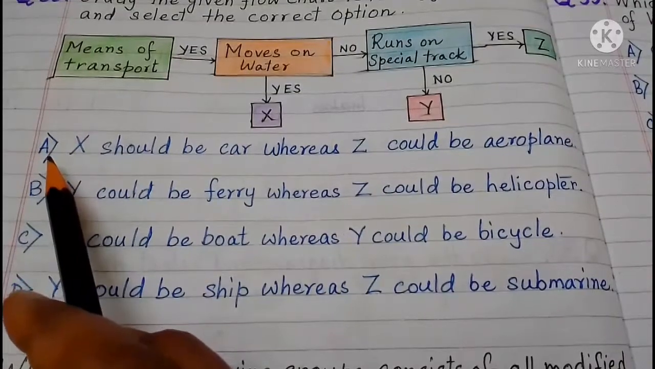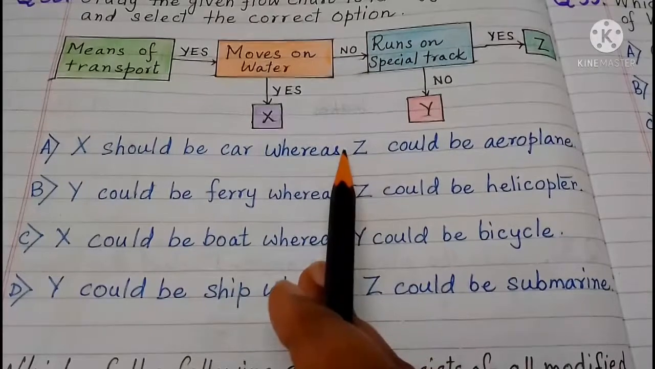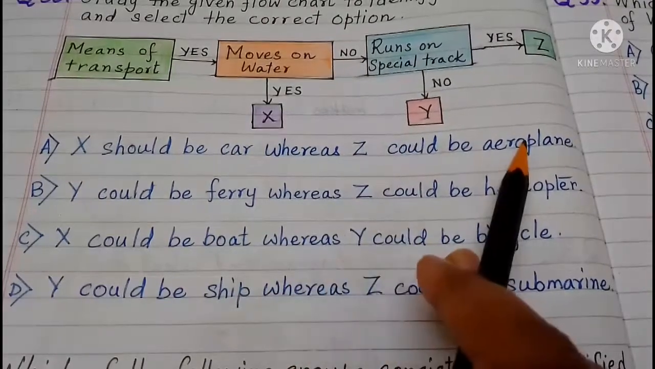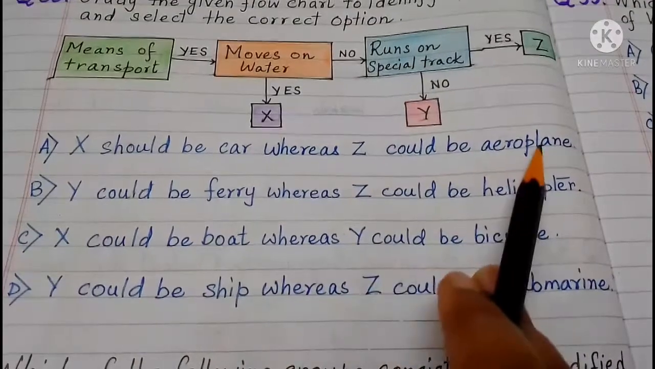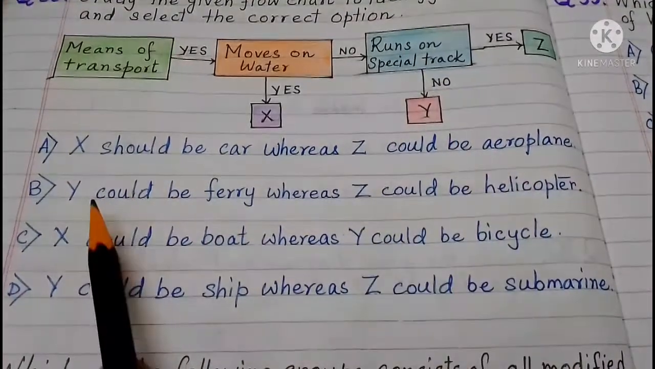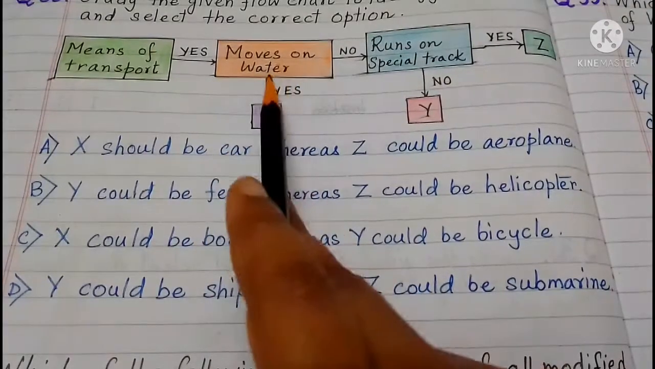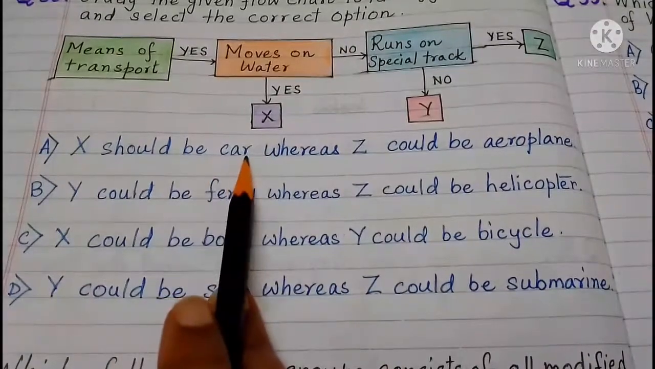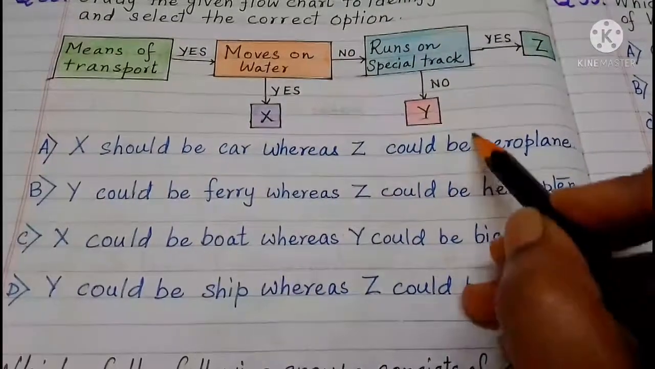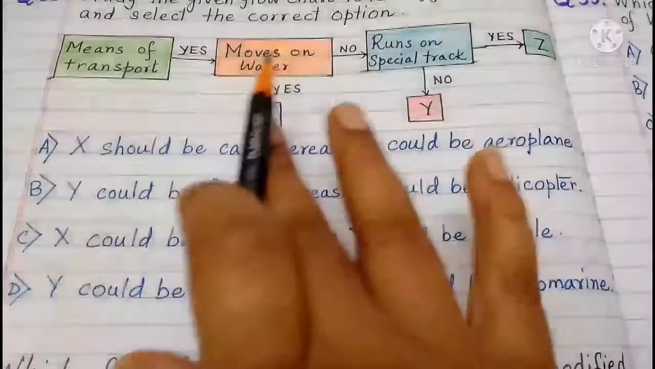Option A, X should be a car whereas Z could be an aeroplane. So X could be a car. But if it is moving on water and they are saying yes, it is X, then X cannot be a car. So this option is wrong at first.